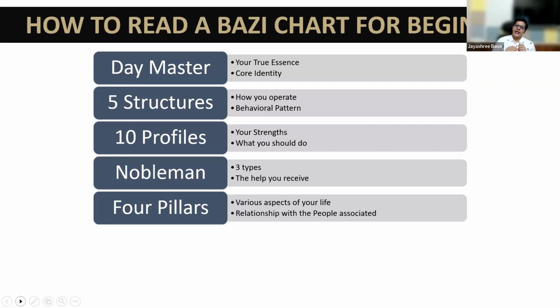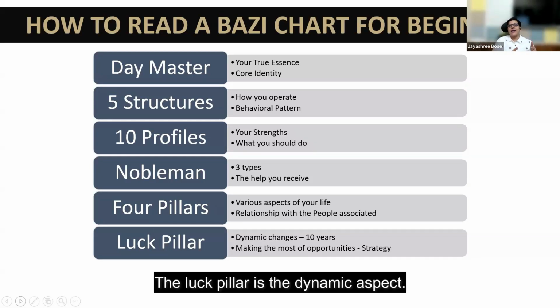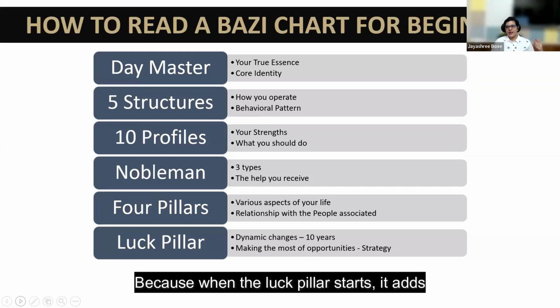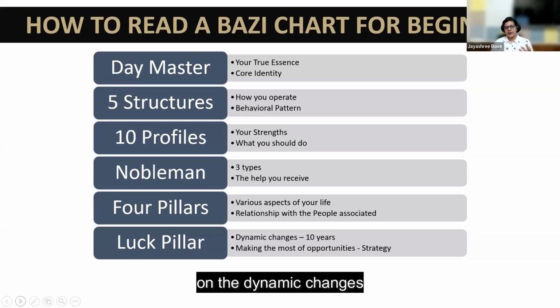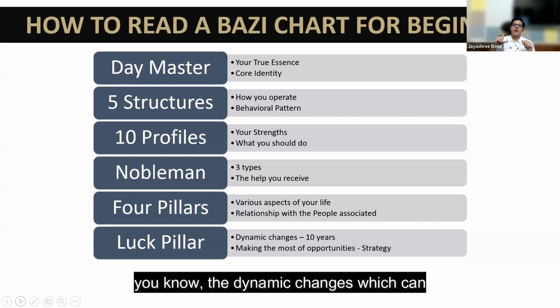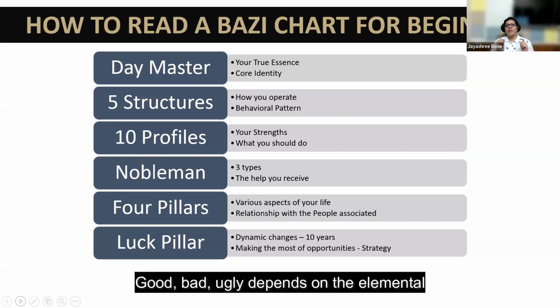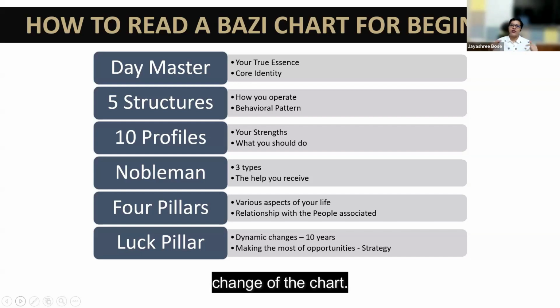Then the natal chart is all static. You're born with the natal chart, right? The luck pillar is the dynamic aspect because when the luck pillar starts, it adds on the dynamic changes. And those dynamic changes can happen for 10 years. Good, bad, ugly, depends on the elemental change of the chart.